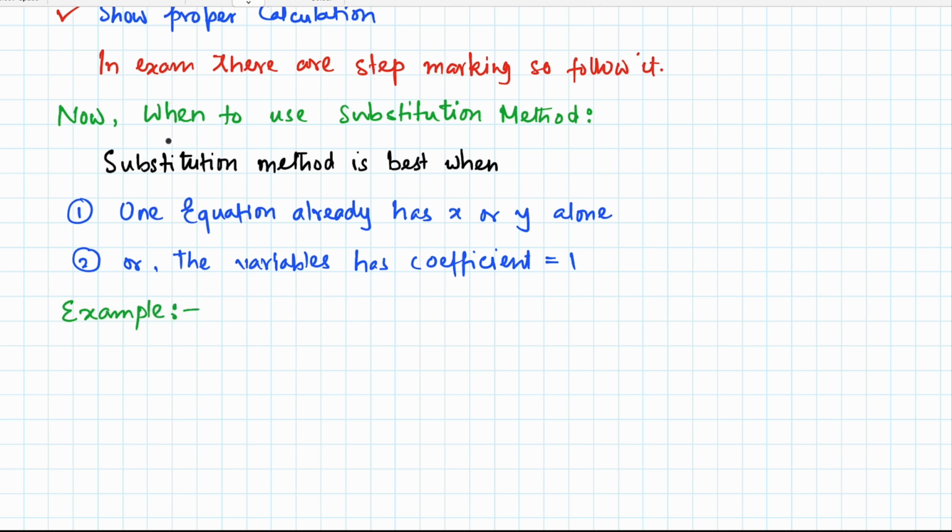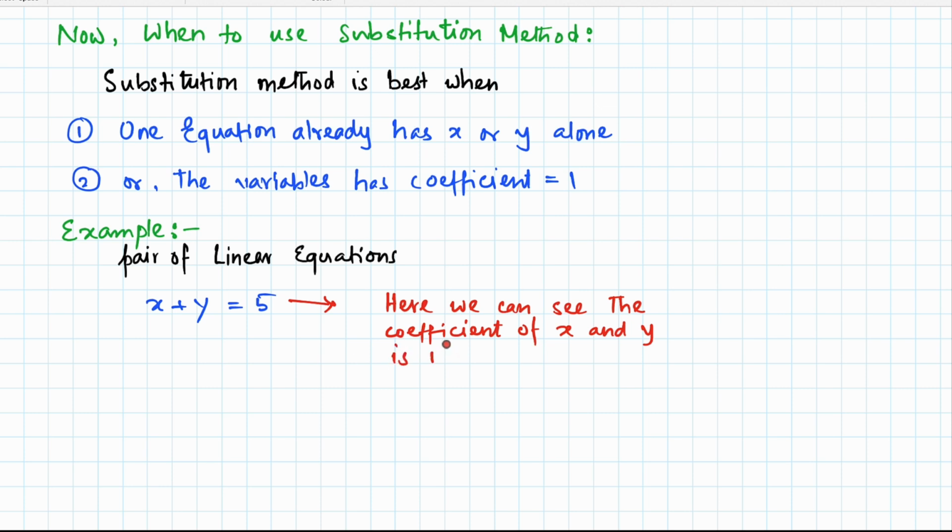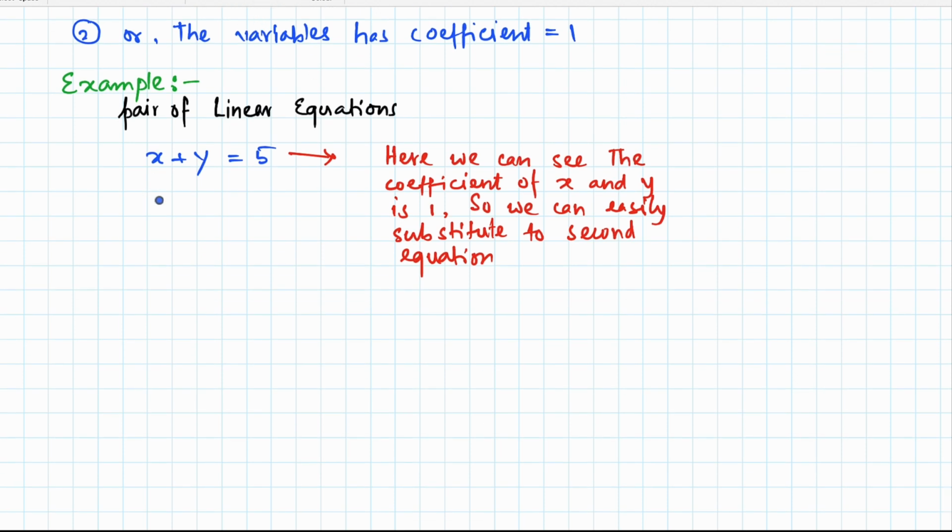Let us take one example to clarify this. Given a pair of linear equations, x plus y equal to 5. So here you can see, either x or y has coefficient 1, or they are alone. So we can easily substitute into the second equation. And let's take the second equation, 2x plus 3y equal to 8.